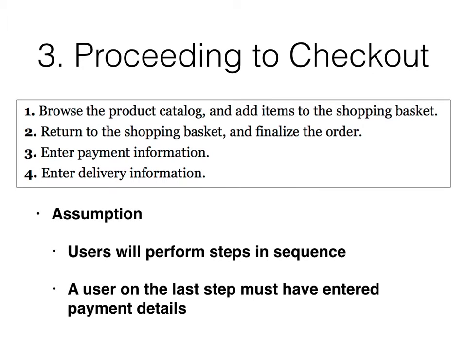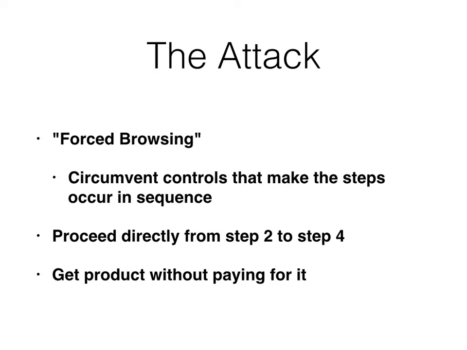Now here's another one. So you browse the catalog, you add items to the shopping basket, then you go to the shopping basket, approve the order, then you enter payment information, then you enter delivery information. But the developer, of course, assumes that these things are going to happen in sequence. So if it's time to enter delivery information, you must have actually finished the payment information. So all you have to do is proceed directly from step 2 to step 4. And if you can enter step 4, it assumes you've taken care of the payment information and you set up delivery information and get the product without paying for it.